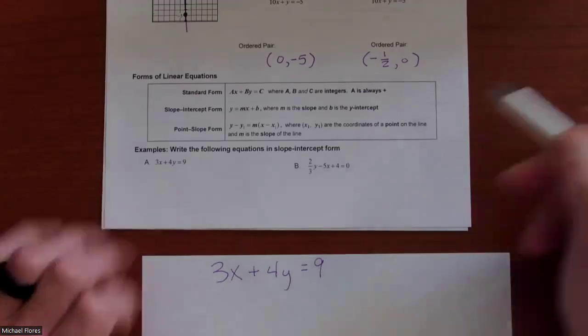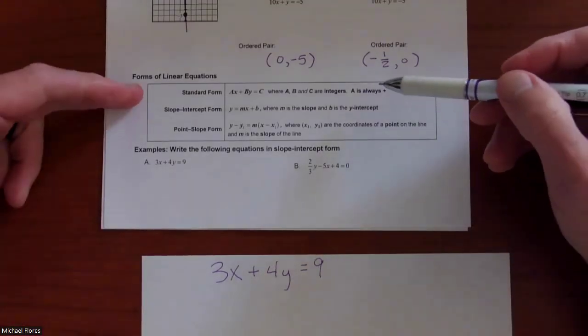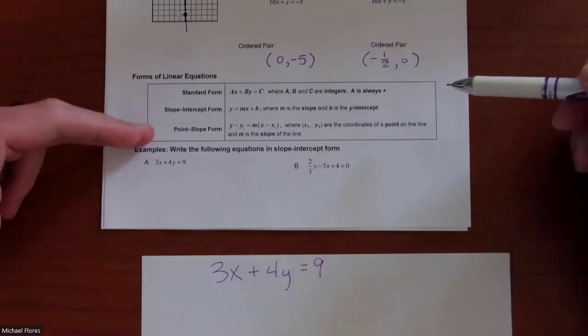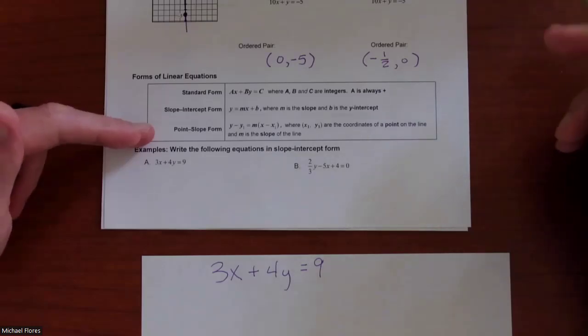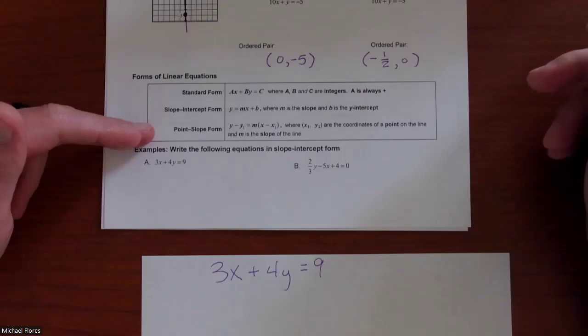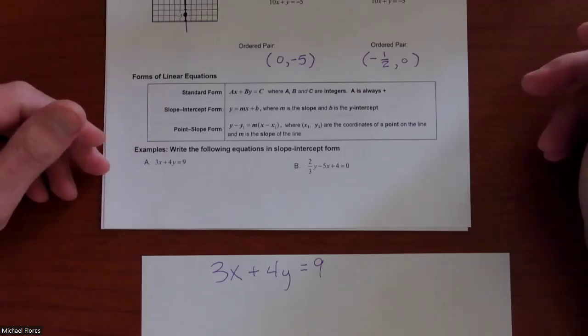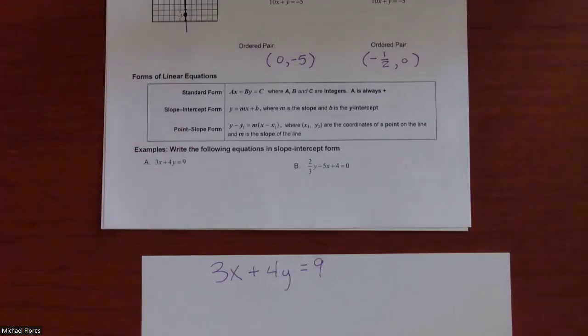For example A and B here, well, let me back up a little bit. Note they gave you forms of linear equations: standard form, slope-intercept, and point-slope. You're going to want to memorize those formulas. And then you're also going to want to memorize, given a particular formula, what is it easy to identify? And as we are moving along, I'll make sure and point that out.